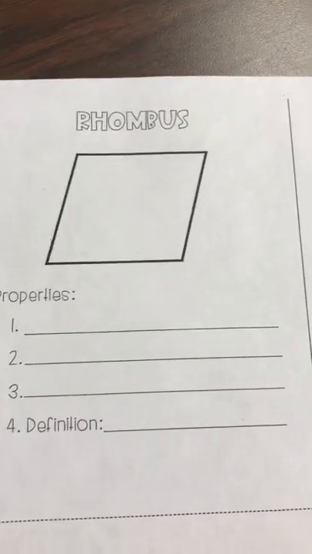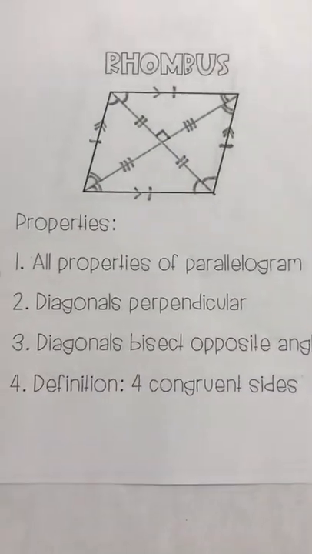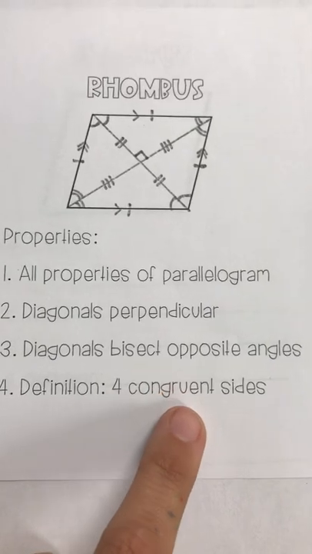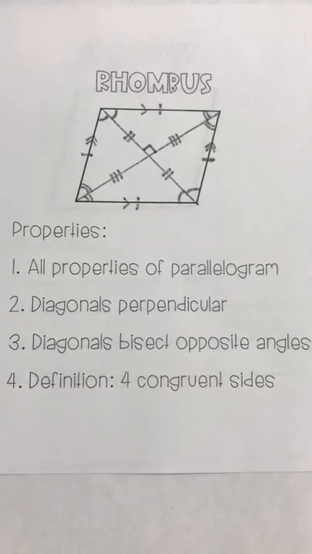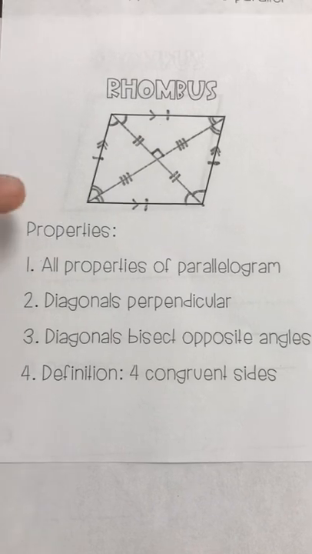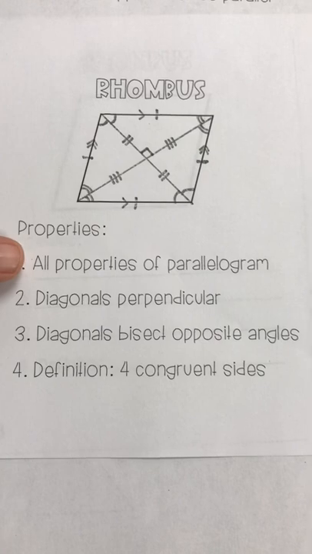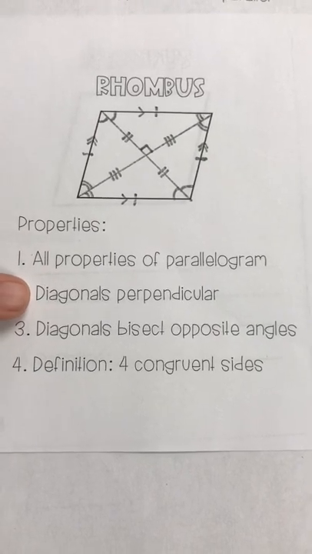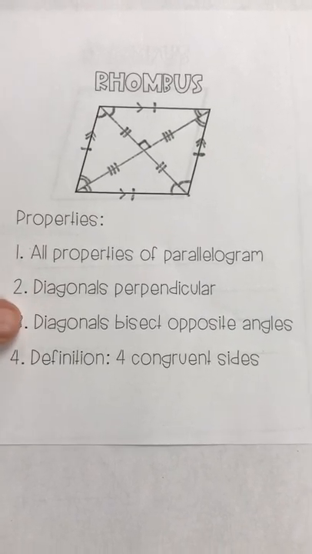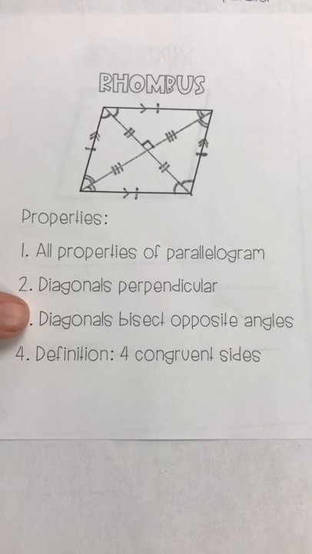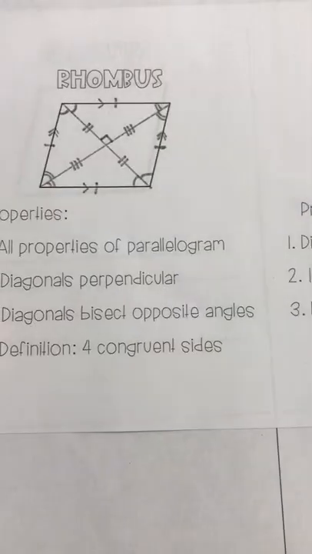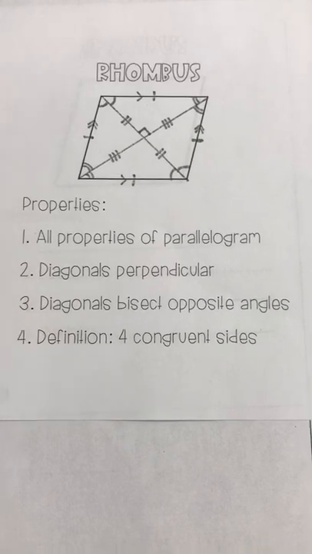Let's go to rhombus. So in our rhombus box, we know that Mr. Square happens to be a rhombus. So you might be thinking, why would that be? Well, a rhombus by definition is four congruent sides. So you see why Mr. Square has four congruent sides. A rhombus takes on all the properties of a parallelogram. Its diagonals are perpendicular. The diagonals bisect opposite angles. Pretty neat. And again, the definition is four equal sides.